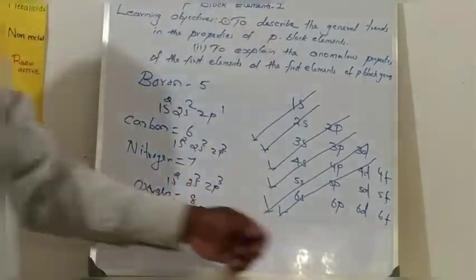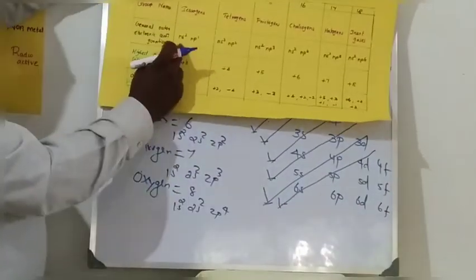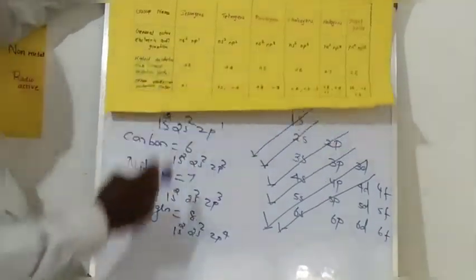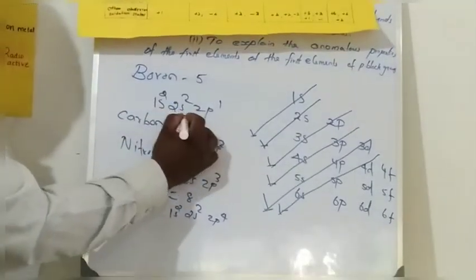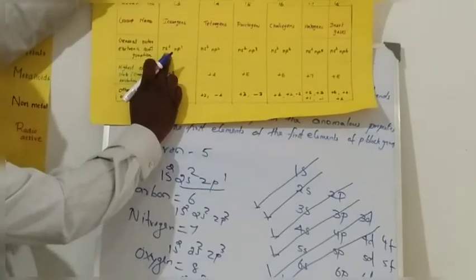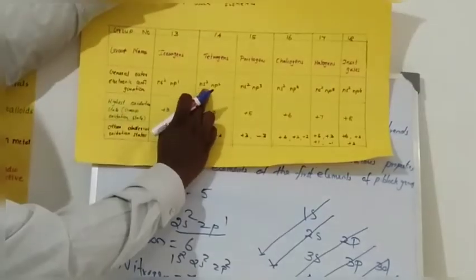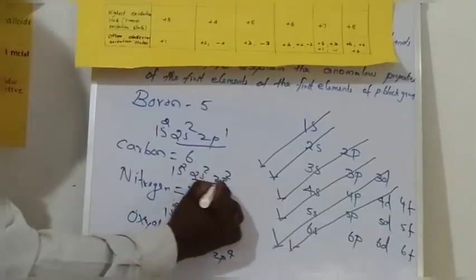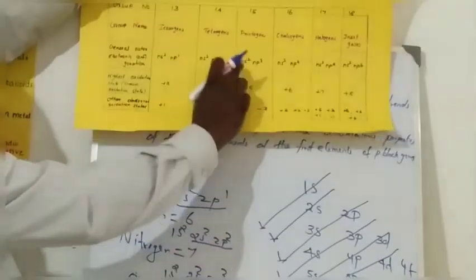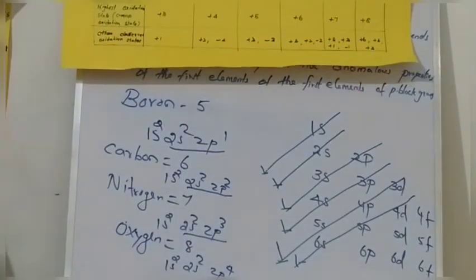So, the general electronic configuration for group 13 is ns2, np1. That is 2s2, 2p1. The second category, the 14th group, is ns2, np2. That is 2s2, 2p2 for carbon. Next, ns2, np3, that is for nitrogen, 2s2, 2p3. Next one, ns2, np4, and so on.